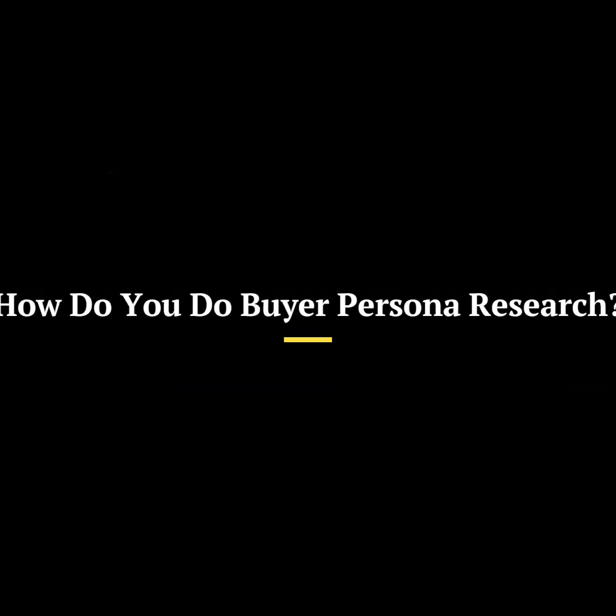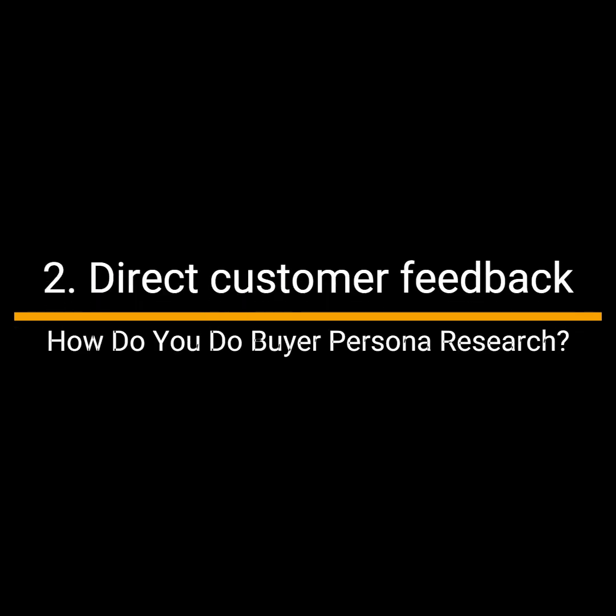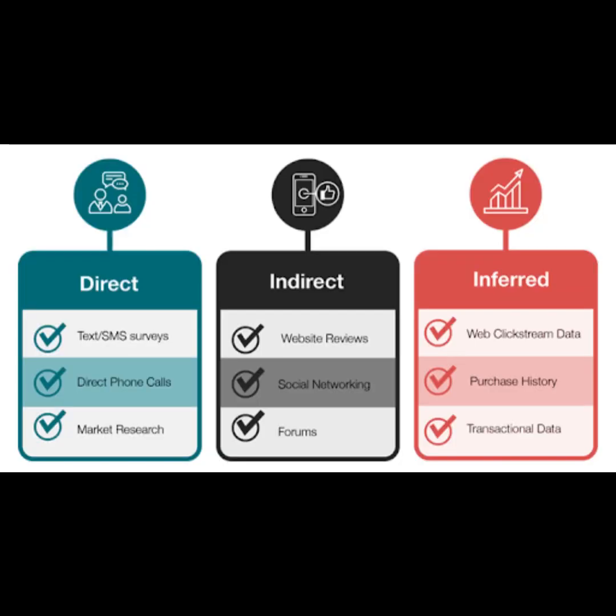How do you do buyer persona research? 1. Customer research. Collecting data through surveys, focus groups, interviews, and observation. This is a popular option for well-established businesses that already have a large customer base. 2. Direct customer feedback. Soliciting feedback from customers about their experiences through online reviews, customer service interactions, and social media interactions. This is also a good option for well-established companies.